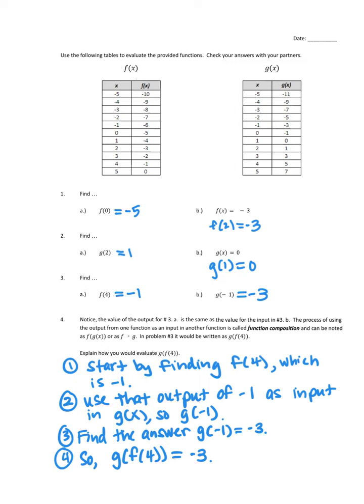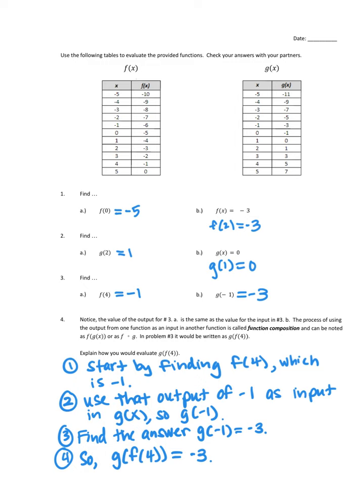Number 1, did you find that f of 0 is equal to -5? Or that f of x equals -3 with an x value of 2? Number 2, did you find that g of 2 is equal to 1? Or that g of x equals 0, so the input must be 1? Number 3, did you find that f of 4 is equal to -1? Or that g of -1 is equal to -3?